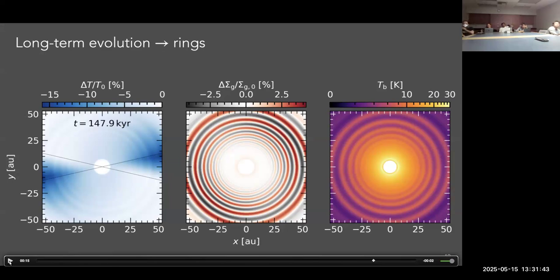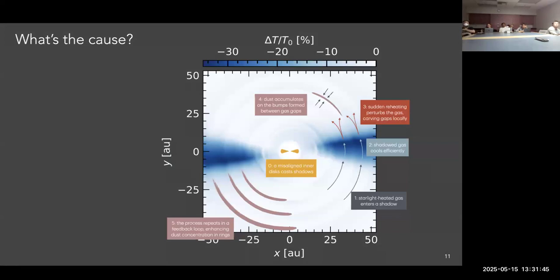So let's try to explain why this is happening. And I have this sketch here, which should hopefully explain the reason. We can start by having a misaligned inner component. You see the yellow bit here. This misalignment casts a set of two shadows, where you can see these blue lanes on either side in the temperature. Now gas arrives from the bottom right, enters a shadow, and cools very efficiently inside the shadow, and therefore accelerates.